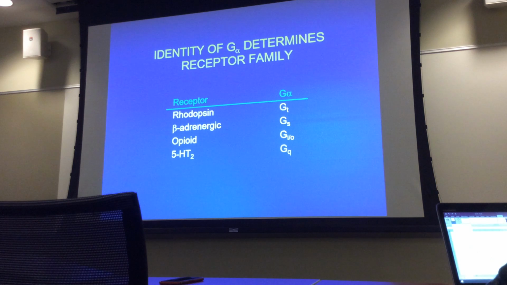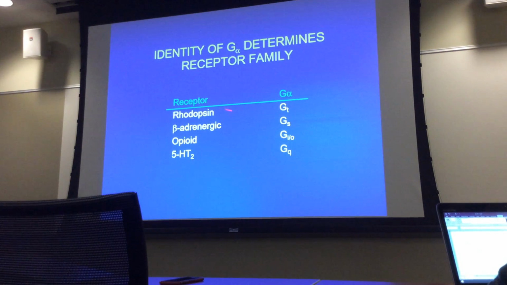So remember that I said that the identity of the G-alpha determines the identity of the effector. I'm also going to tell you that the identity of the G-alpha also determines the receptor as well. And the rule is that a receptor will only bind to one type of G-alpha, period.